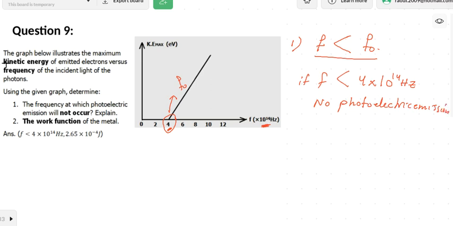Is it clear? Here he's just checking if I know the meaning of the x-intercept. Is it clear? That means it is F threshold or lambda threshold, whatever.